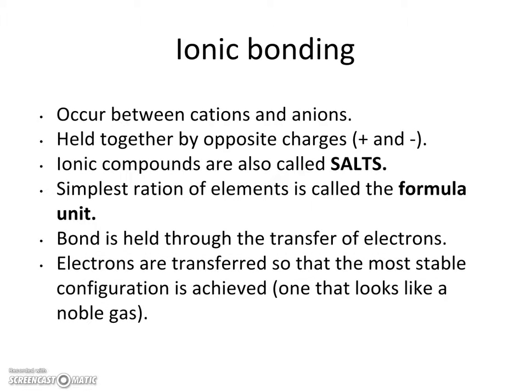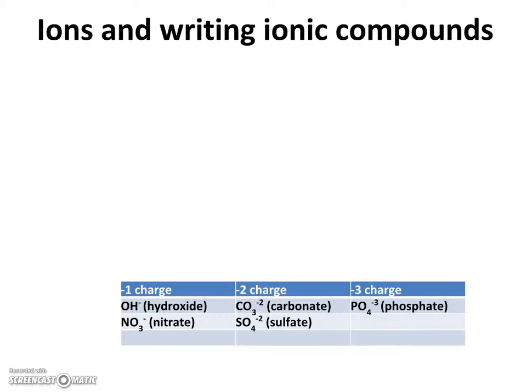Electrons are transferred so that the most stable configuration is achieved, so one that looks like a noble gas, and that will ensure that there's a full outer shell, or the octet rule is followed. So you can ignore the box at the bottom for right now.